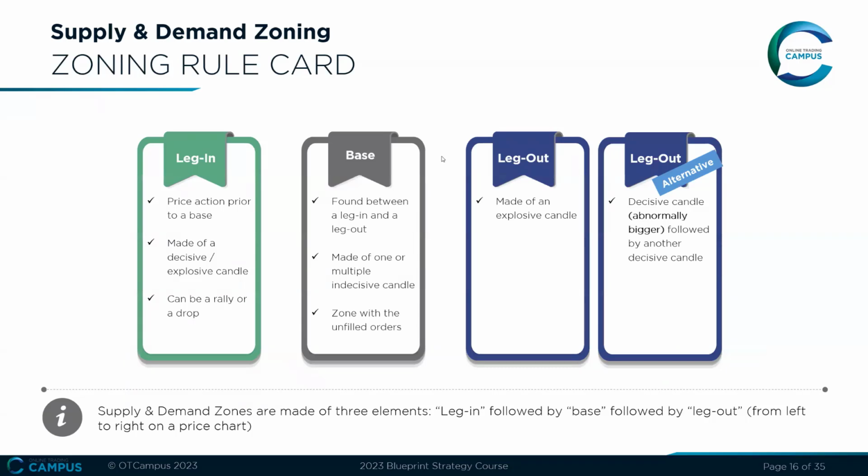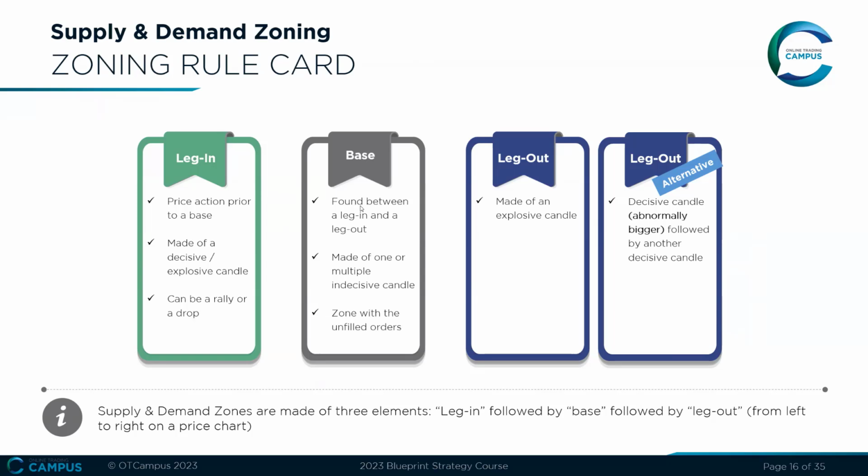So this is the zoning rule card now as it comes to the leg in. The leg in is the price action prior to the base. That can be made up of decisive or explosive candles. It doesn't matter that much, right? It could be anything. It could be a rally. It could be a decline. It could be red candles, could be green candles. Doesn't really matter that much for us.